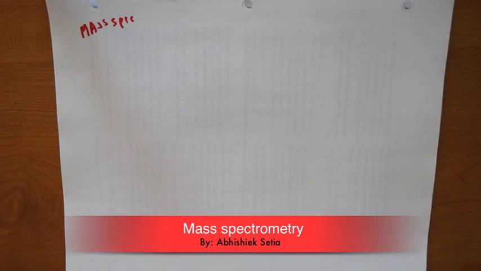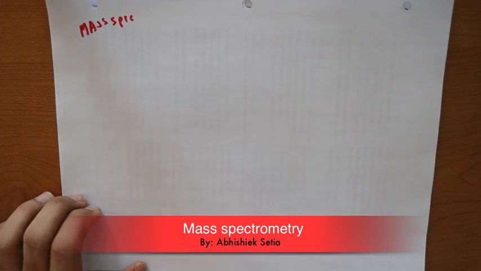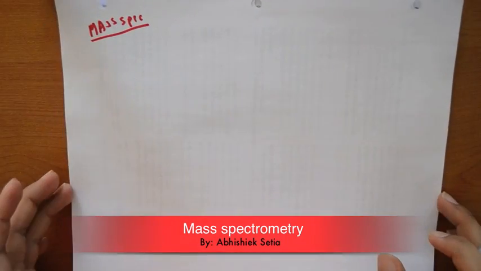Hey everyone, today we will be talking about mass spectrometry. Mass spec is another tool that organic chemists use to find out the mass of a structure. IR was a tool that found out the functional group. Now this is another tool that finds out the mass.